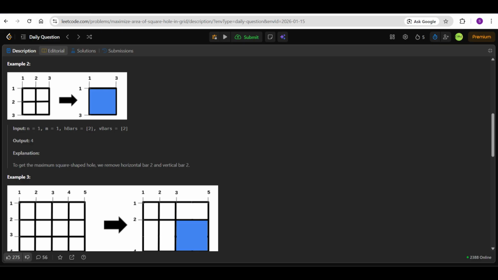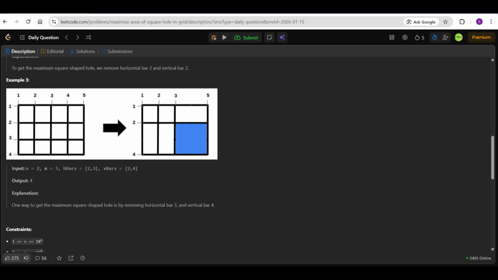Example 2. Input: n equals 1, m equals 1. hBars equals 2. vBars equals 2. Output: 4. Explanation. Here, the grid is smaller, but the idea remains the same. By removing horizontal bar 2 and vertical bar 2, we again create a 2 by 2 square-shaped hole. The maximum area is 2 times 2 equals 4. So the output is 4.